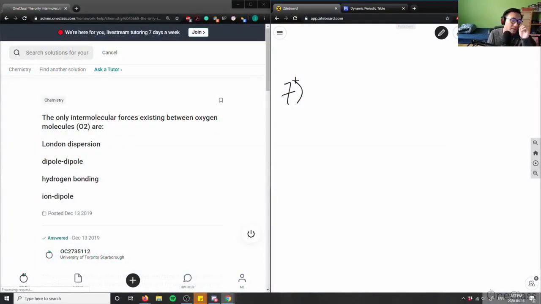Okay, so it says the only intermolecular forces existing between oxygen molecules, O2, are London dispersion, dipole-dipole, hydrogen bonding, and ion dipole. So let's look at O2. This is a diatomic molecule, right? If you want, I can actually draw it out. It's simply O double bond O. It's not something super fancy.